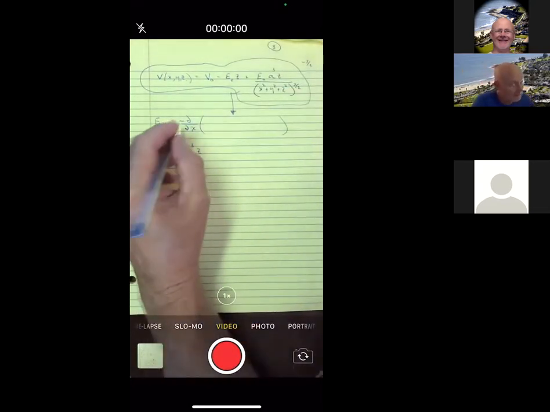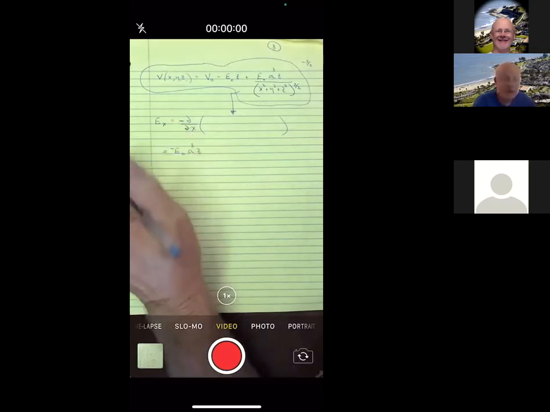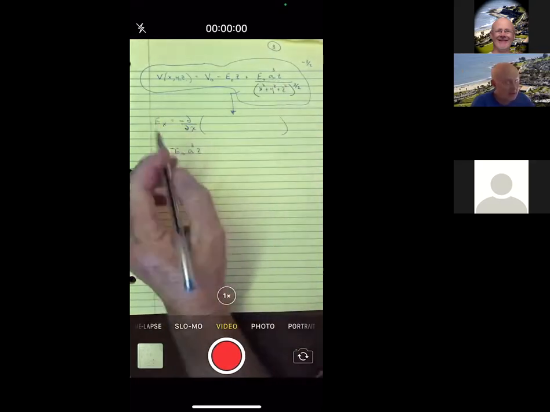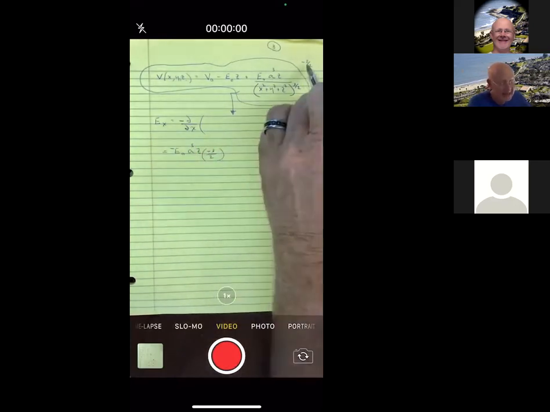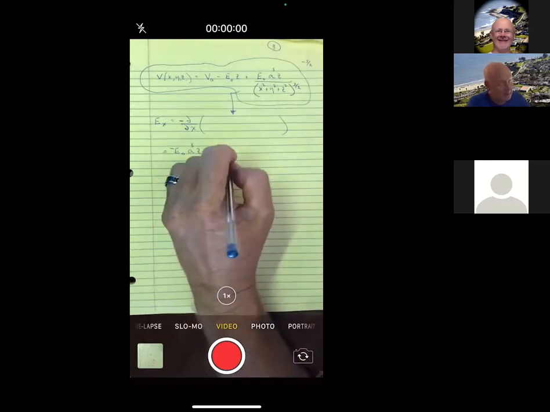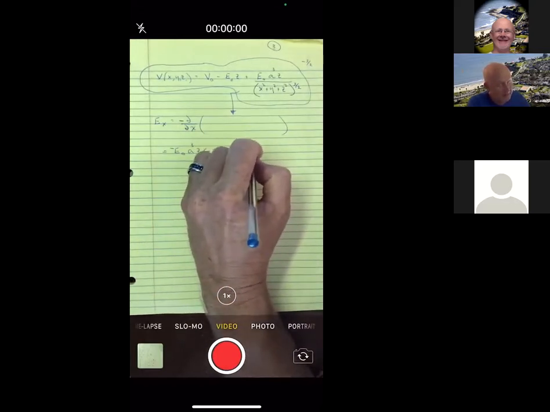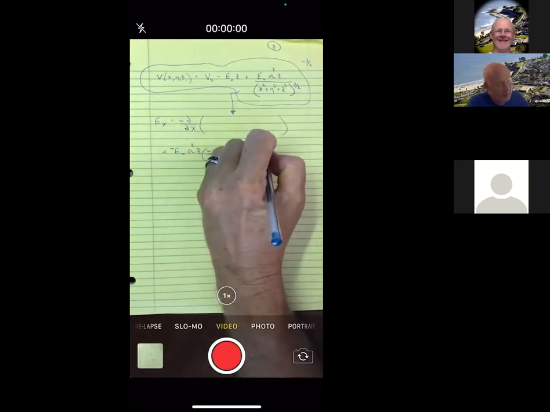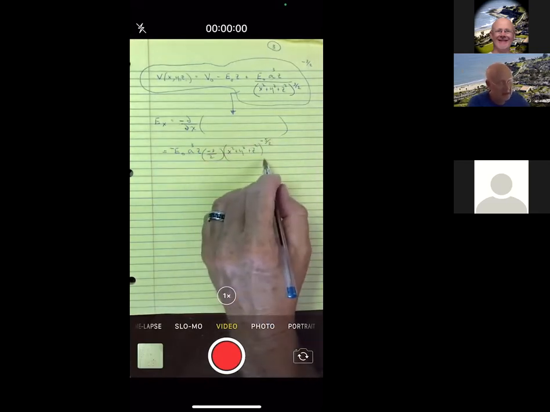Oh, let me put the negative from that definition here. So we've got the negative, and then we're going to take the derivative. All these are constants. Then I'm going to bring down the negative 3/2 from here, and when I do that, I have to subtract 1 from the exponent. So this now becomes minus 5/2.